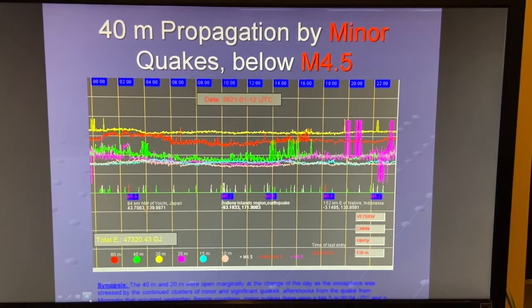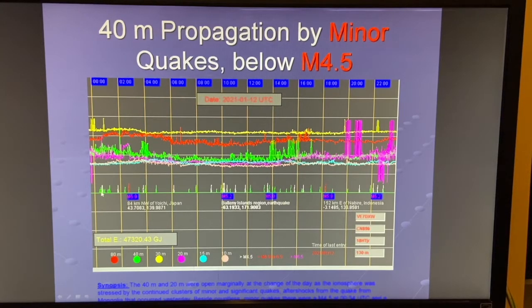The 40-meter propagation by minor quakes. When we talk about minor quakes, they're below M4.5. This happened on January 12th this year. This was the propagation that we recorded for the whole day. We have these presentation reports on our website, on our user group, and we have recorded reports for over a year now. And we just want to point out some of the minor things here.